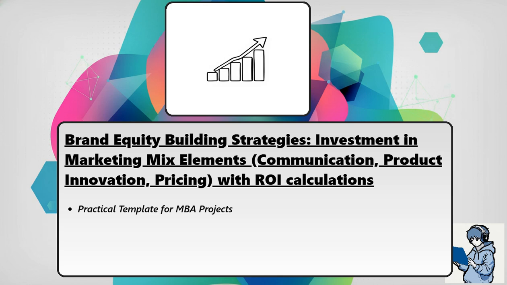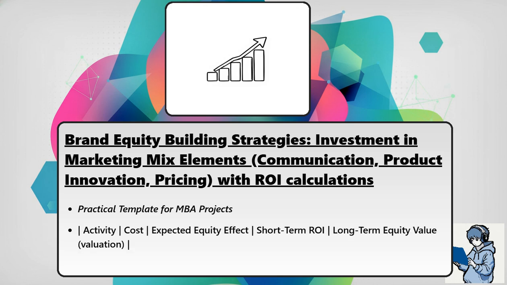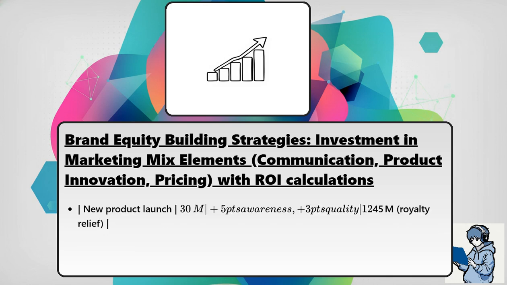Practical template for MBA projects. Table columns: activity, cost, expected equity effect, short-term ROI, long-term equity value, valuation. Row 1, new product launch, $30 million cost, plus 5 points awareness, plus 3 points quality effect, 12% short-term ROI, $45 million long-term equity value, royalty relief.